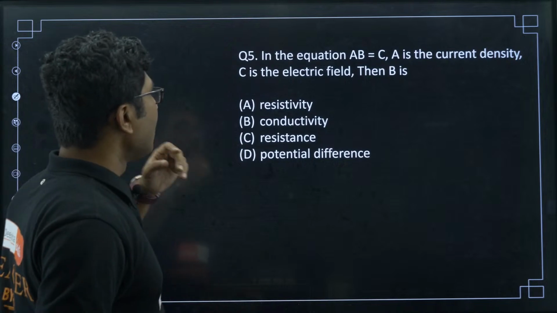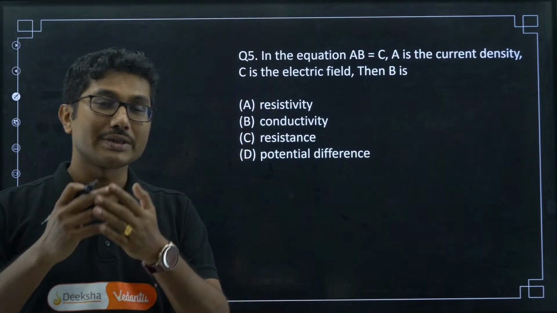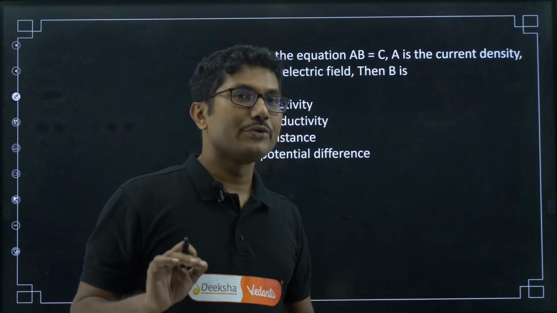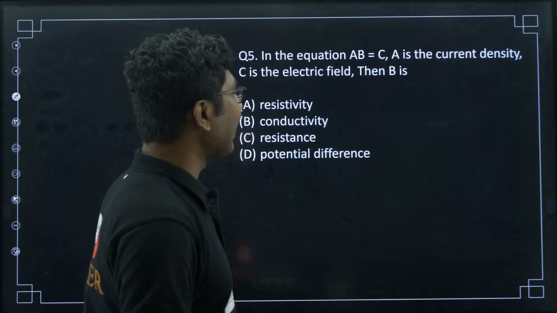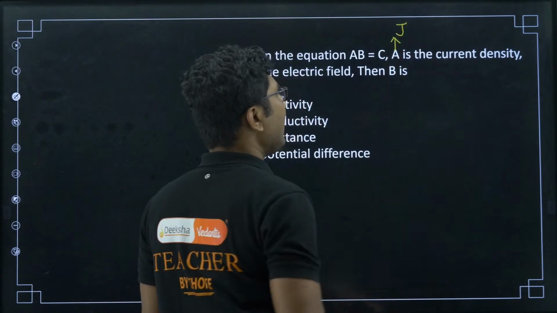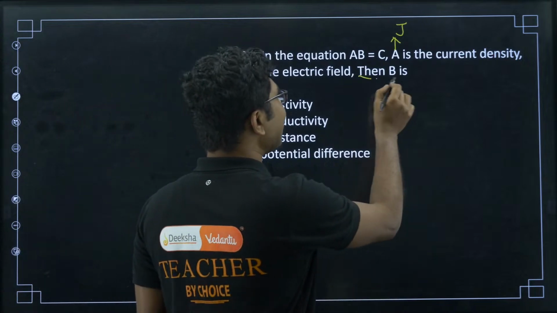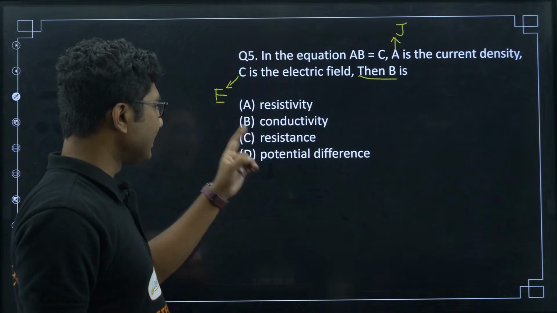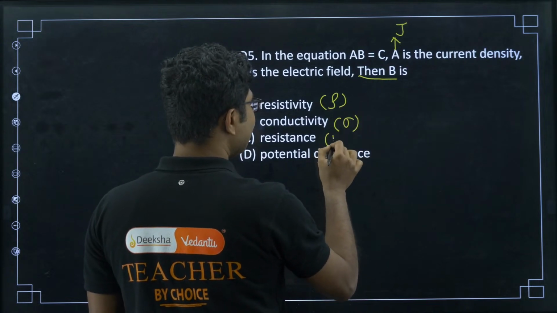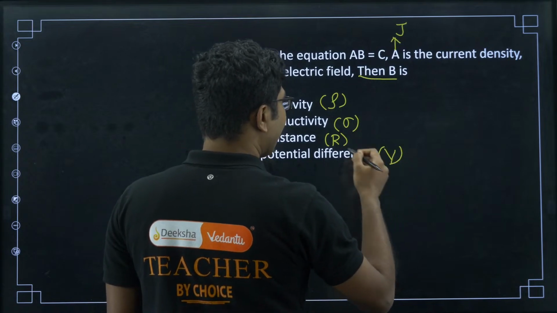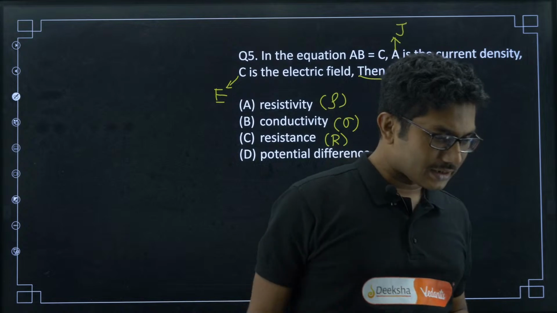Now the next question. In the equation AB equals C, from here on we are going slowly towards some critical thinking questions. To answer this question, you have to use your pen and paper, or be very smart. In the equation AB equals C, A is current density, that is J. C is the electric field, that is E. Then B is resistivity, conductivity, resistance, or potential difference. Resistivity is denoted by rho, conductivity by sigma, resistance by R, potential difference is V. These are not given in the question, I am giving you so that you can answer without any trouble. Let's see who answers correctly.